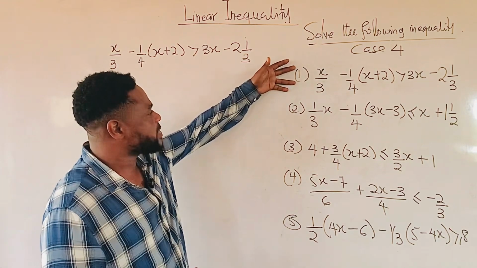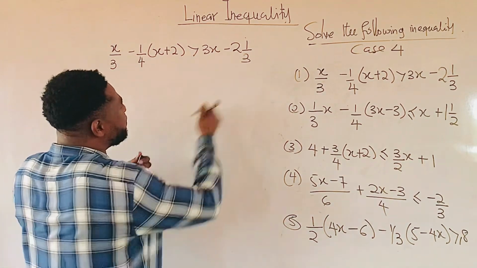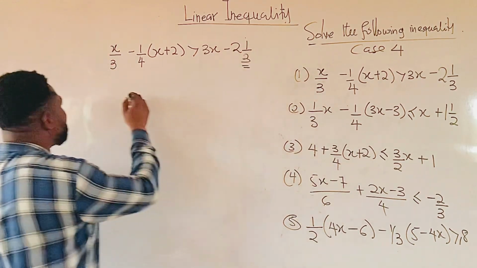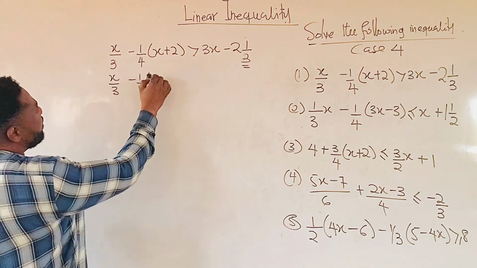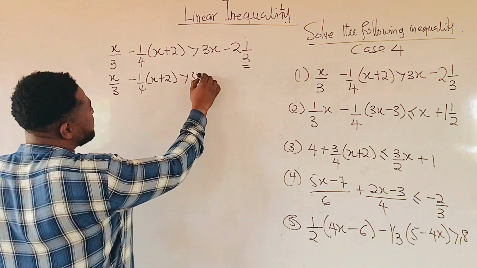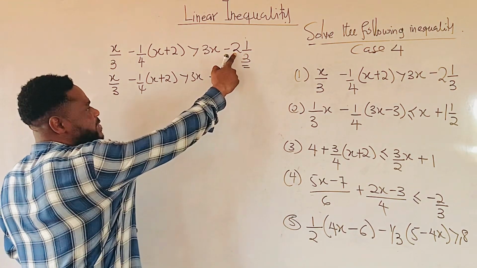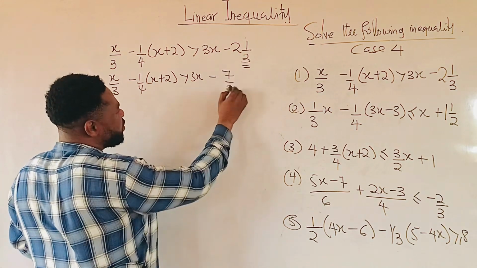We want to see how we can solve the following inequality questions on the board. Let us look at question number 1. We can see that with question number 1, it involves mixed fraction. So we are going to deal with this one first. Let's see how we can do it. We have x over 3 minus 1 over 4 multiplying x plus 2 greater than 3x minus, this 3 will multiply the 2, which will be 6, and 6 plus 1 will give us 7. So we have 7 over 3.